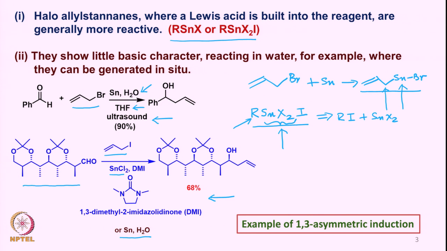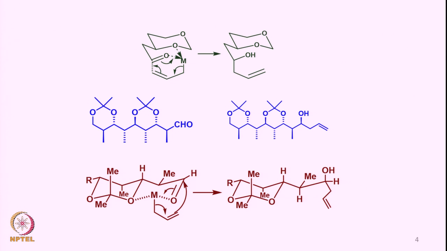And this is the product obtained with a high degree of selectivity with respect to this and with respect to this. So we get the 1,3 asymmetric induction. It is a kind of 1,3 asymmetric induction, because we are now reacting an aldehyde with the allyl iodide in the presence of either tin chloride or tin, and therefore there is an asymmetric induction of 1,3 type. So this is how it can be seen.